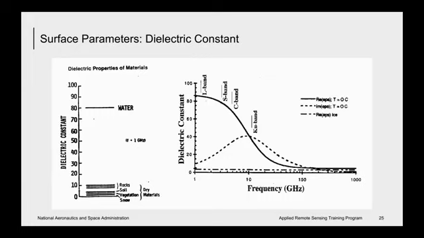So let's talk about dielectric. The presence or absence of moisture drives the dielectric. So the complex dielectric constant is a measure of the electrical properties of surface materials. The dielectric property of a material influences its ability to absorb microwave energy and therefore critically affects the scattering of microwave energy. So dielectric is an indicator of reflectivity and conductivity, and the magnitude of radar backscatter is proportional to the dielectric constant of the surface.